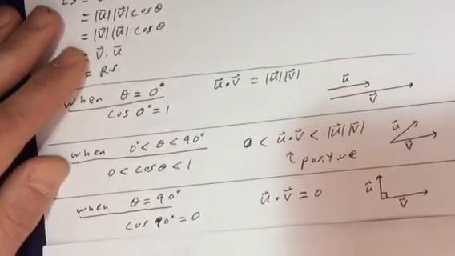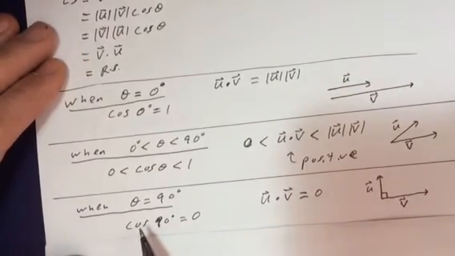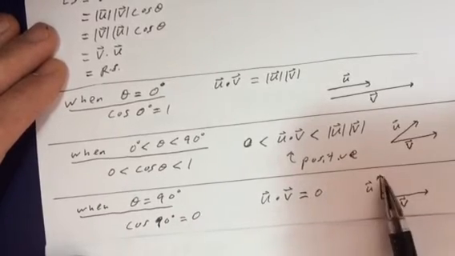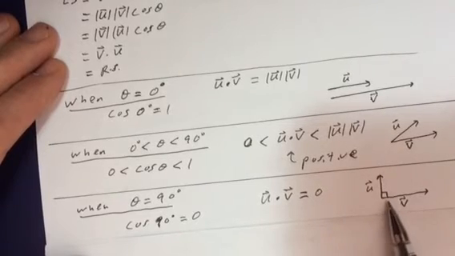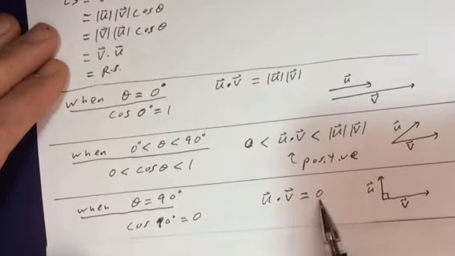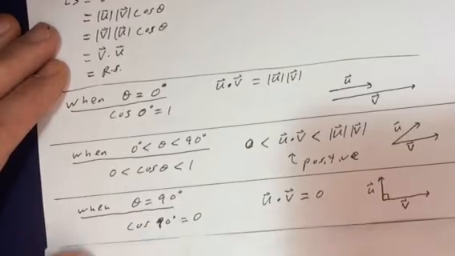What about when theta equals 90? This is an important one. When theta equals 90, cos 90 is 0. The projection of u onto v is 0. So when you multiply the scalar projection of u onto v times the magnitude of v, it's just going to be 0 times the magnitude of v. So u dot v is 0 whenever the vectors are perpendicular.